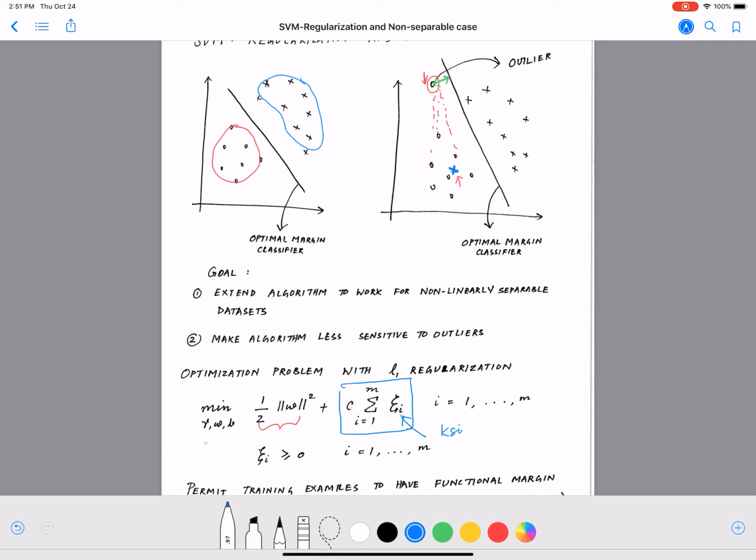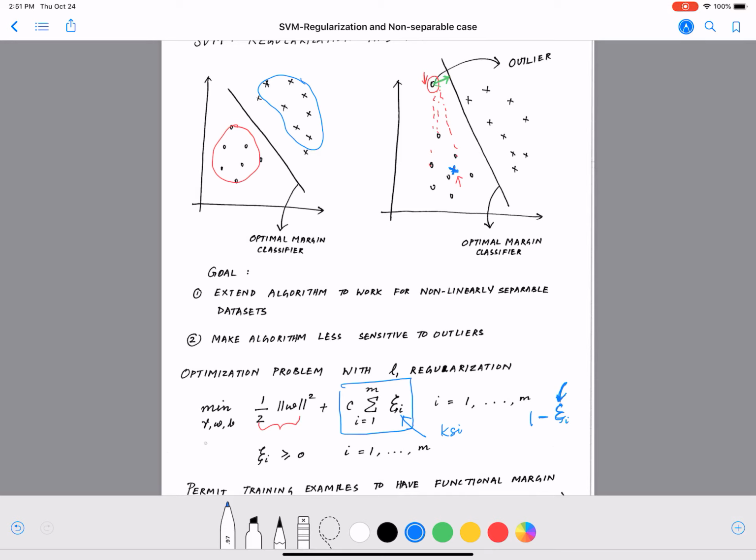So a psi amount of leeway we are giving some of the data points, which means the functional margin of those data points will reduce by psi. So the functional margin becomes 1 minus psi I for the ith data point. So when we do that, we are adding a cost that is equal to psi I to our optimization problem.